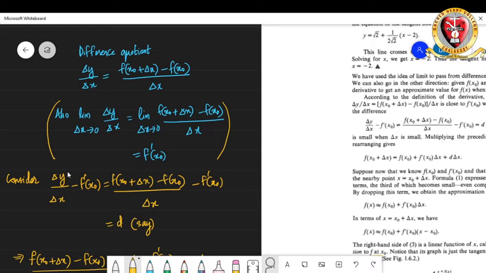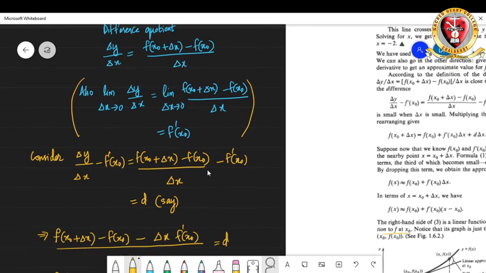And just consider this difference quotient delta y by delta x minus f dash of x naught. So we are just simply calculating that. You get f of x naught plus delta x minus f of x naught divided by delta x, minus f dash of x naught. Okay, and assume that this term is a value d. Say, we are assuming it.